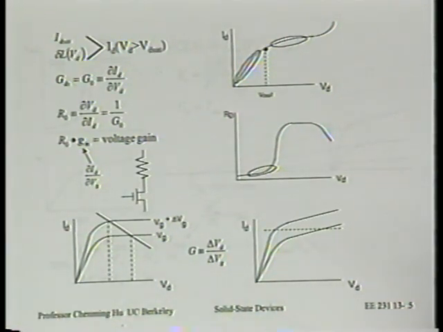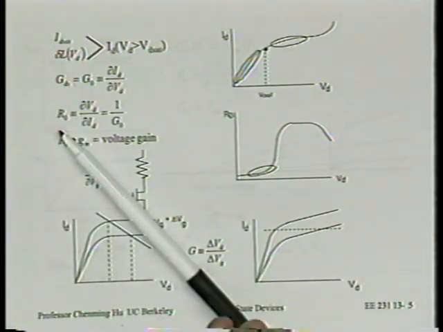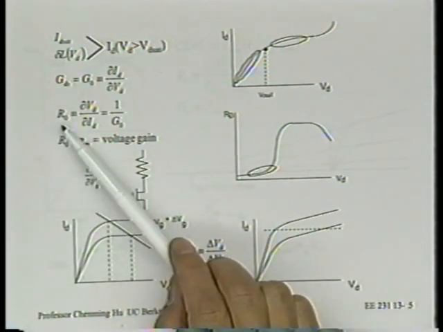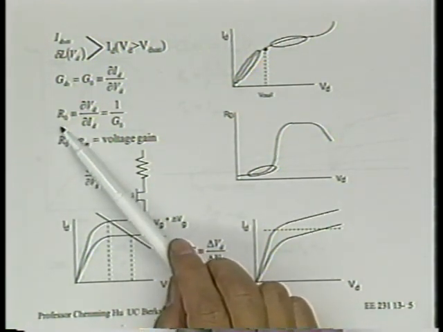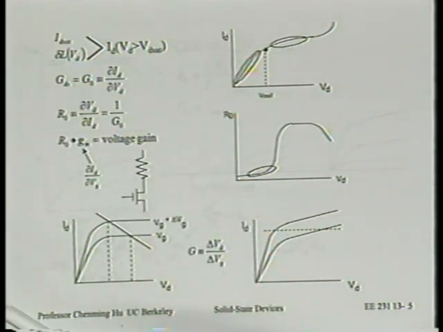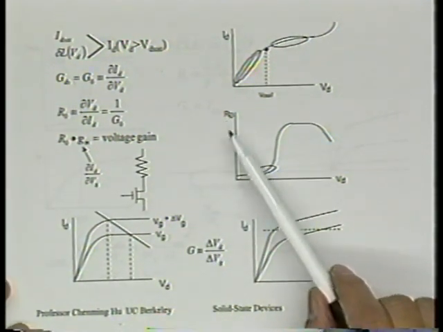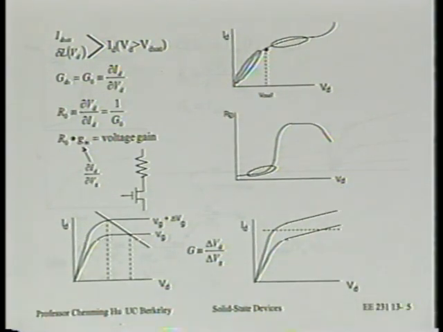Okay. Now, it turns out, very often we don't even talk about the conductance, we talk about the resistance. I'll give you a reason why in a moment, but bear with me. The output resistance is defined as the inverse of the output conductance, 1 over GDS, all right? Okay? Now, if you plot this output resistance as a function of VD, this is what you see typically, all right?